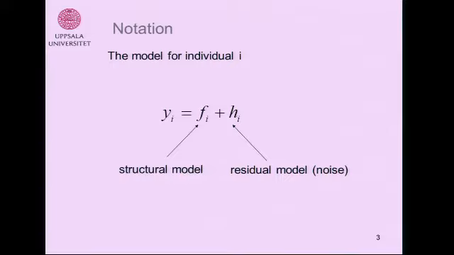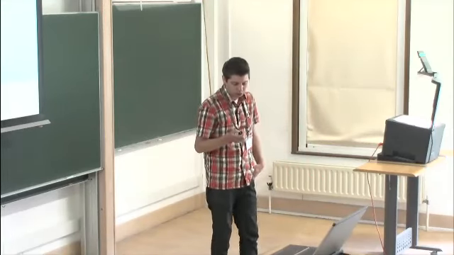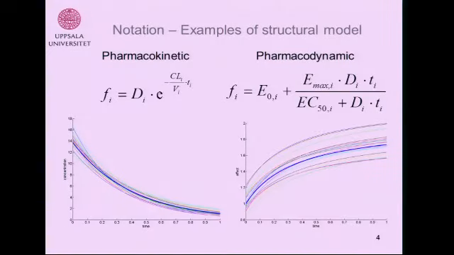So the first slides will be about notation. For individual i, we have a structured model, and we have some residual error model. Here I don't write homoscedastic or heteroscedastic, but just the general residual error model. If we look a bit more at the structural model, we can have, for example, a PK example, so a concentration time profile, this simple function here, with 2 parameters, clearance and volume, and they are different for different individuals. In this example, I just simulate 10 individuals with the same design, but clearance_i and V_i were different.